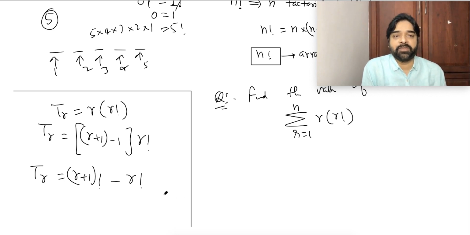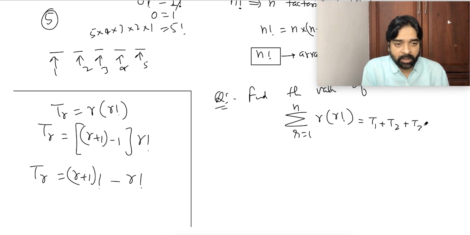We wrote it in the difference form, question done. How is the question done? They are asking you for the sum of this. I hope all of you understood this meaning. This meaning is T1 plus T2 plus, if this is the Tr, so on till Tn. Yes or no? So what is T1? T1 is 1 into 1 factorial, no doubt.